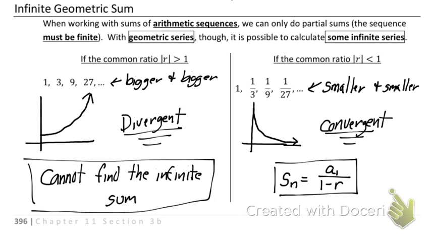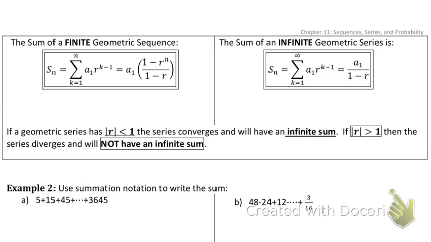And on the next page I have kind of a cheat sheet at the very top. What if Mr. Pavement gives me a finite sequence? I use that left one. If I give you an infinite sequence, you use that right one. However, you must check your R value.